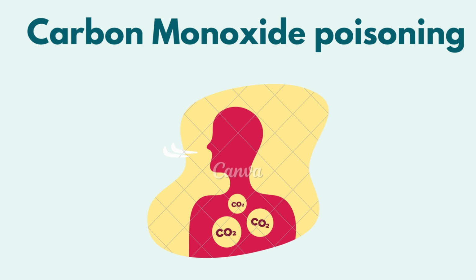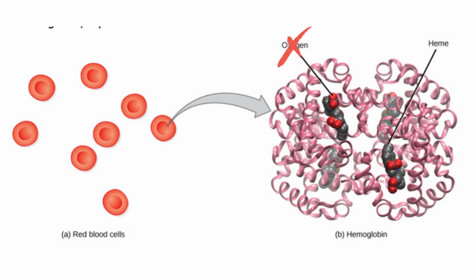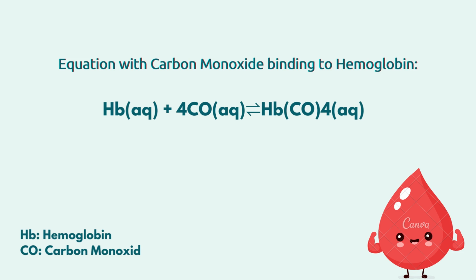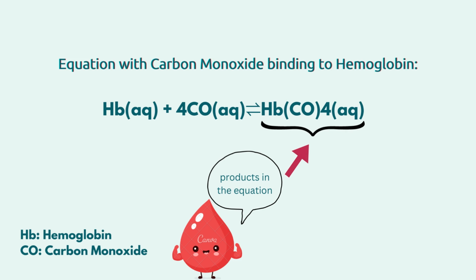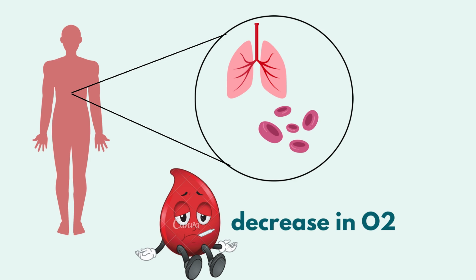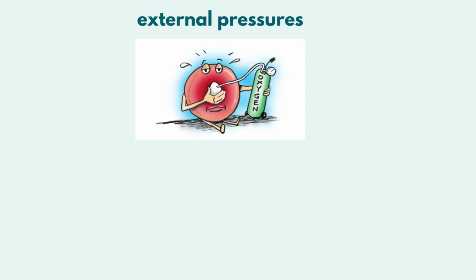However, the day before the race, you unfortunately get carbon monoxide poisoning. What happens in your body is that instead of oxygen binding to your hemoglobin, carbon monoxide binds much more strongly. And this can be seen in the equation, where carbon monoxide is binding to hemoglobin, creating poisoned hemoglobin on the product side. This greatly reduces the amount of oxygen that can reach the cells in your body, so external pressures are added to restore that equilibrium.